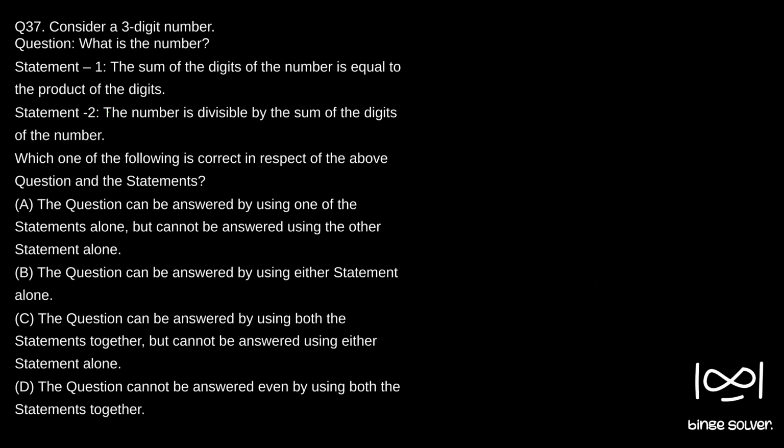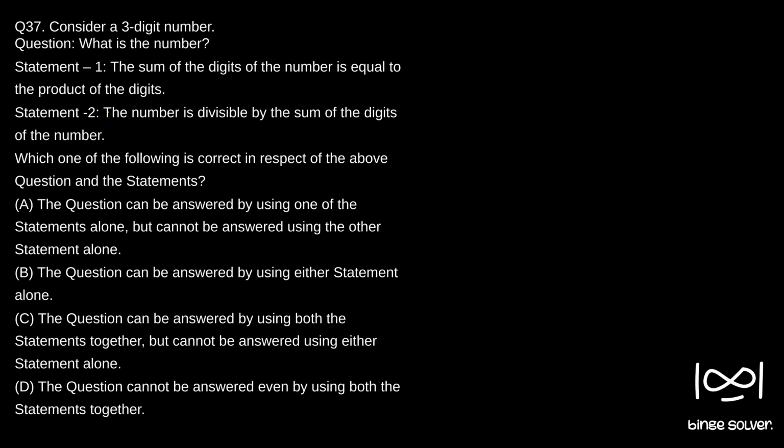A, the question can be answered by using one of the statements alone but cannot be answered by using the other statement alone. B, the question can be answered by using either statement alone. C, the question can be answered by using both the statements together but cannot be answered using either statement alone. D, the question cannot be answered even by using both the statements together.